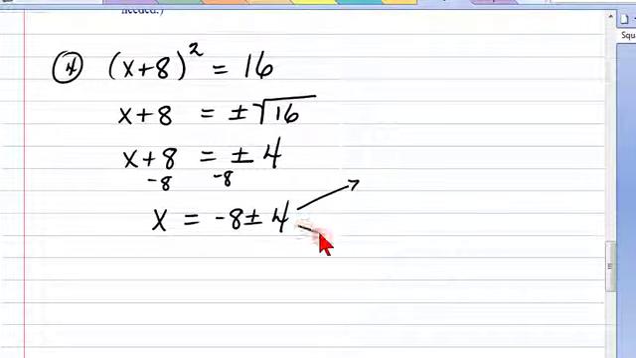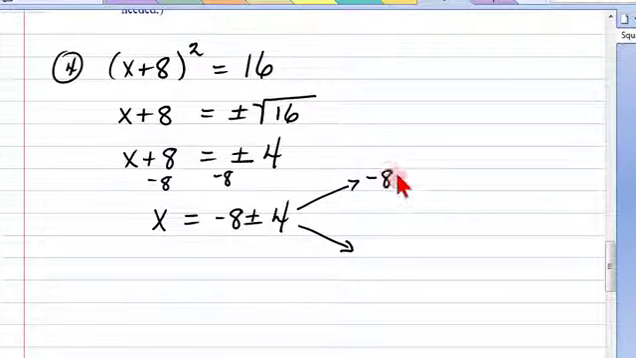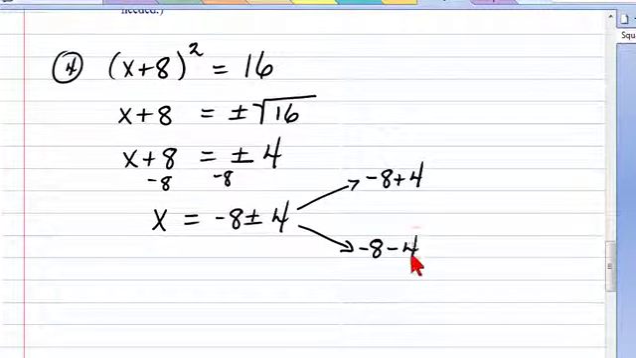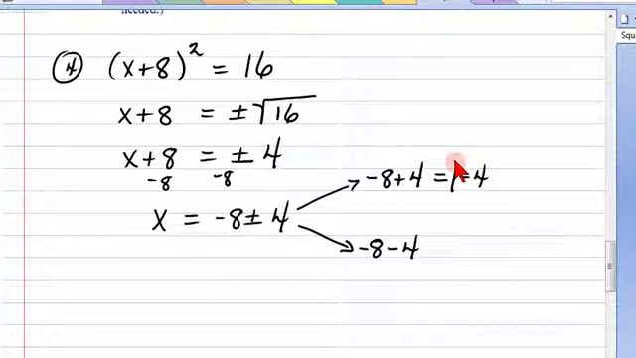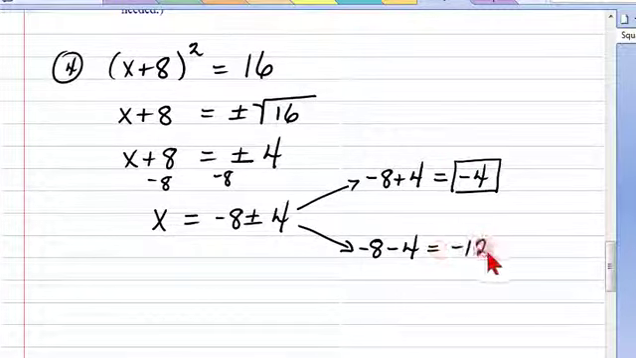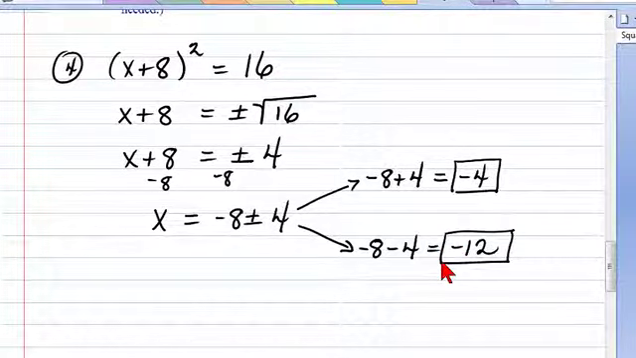All right. Because 4 is a rational number, I can actually get 2 distinct rational answers, because one of them is negative 8 plus 4, and one of them is negative 8 minus 4. One of them I add a 4, and one of them I subtract a 4. So the top one, that's going to give me what? Negative 4. And the bottom one, they're both negative, so add them up for negative 12. Negative 4 and negative 12.